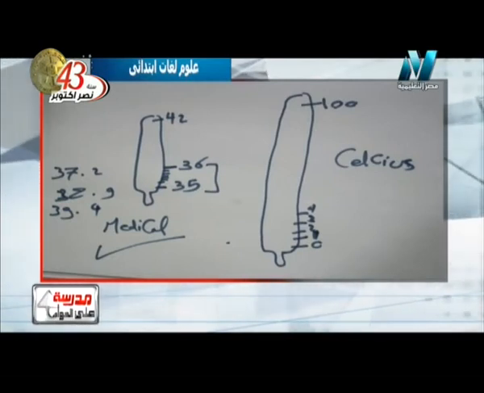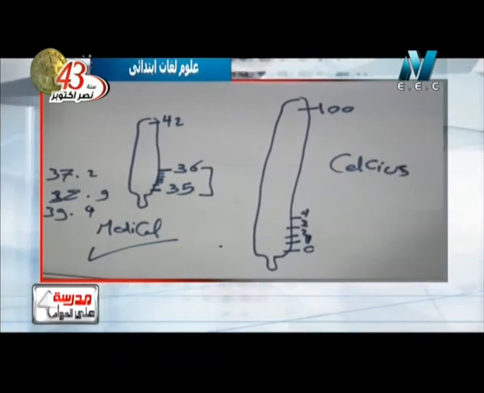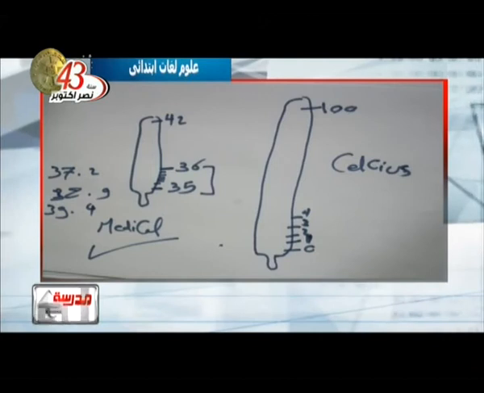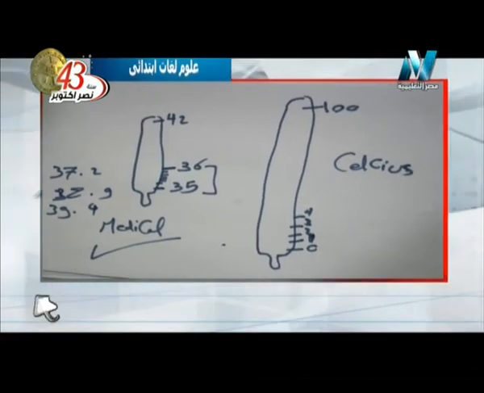So the answer would be: because it's more accurate, because it starts from 35 Celsius and ends at 42 Celsius, and also each degree in the medical thermometer is divided into 10 parts, which makes the thermometer more accurate than the Celsius thermometer. So the more accurate thermometer is the medical thermometer, not the Celsius.